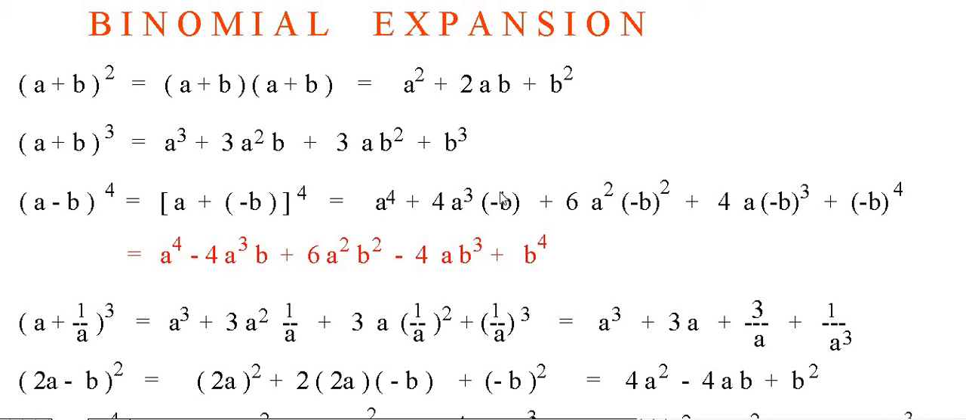simplifying this, a to the fourth, this is minus 4a cube b, then simplifying this becomes positive because we square the minus b. So 6 a square b square minus 4 a b cube, then plus b to the fourth.